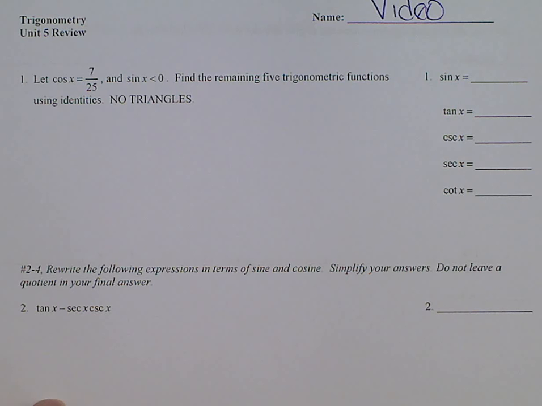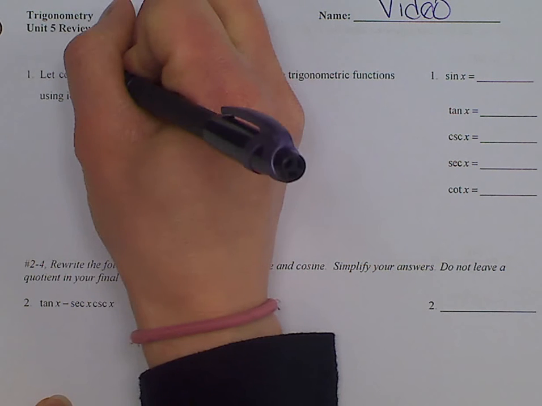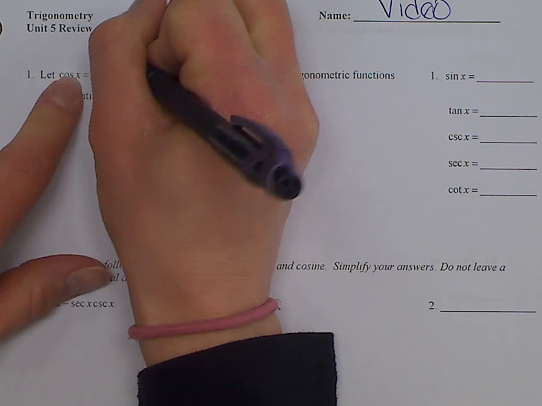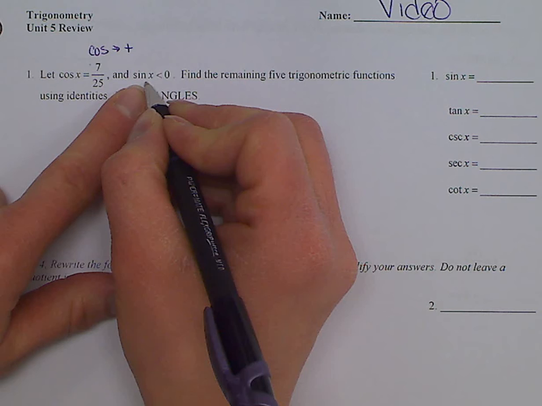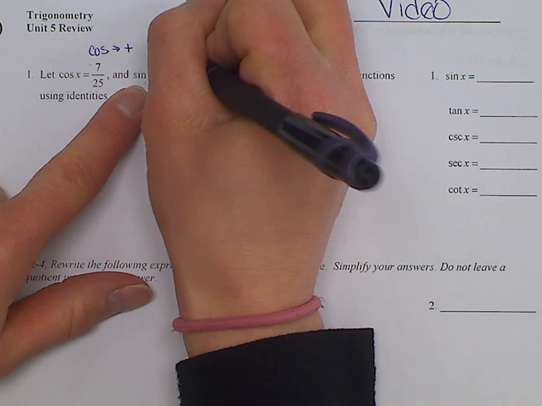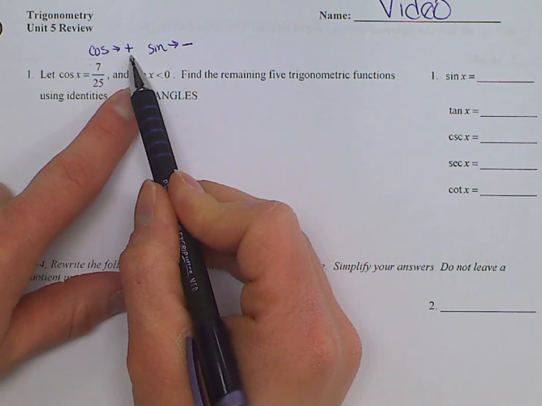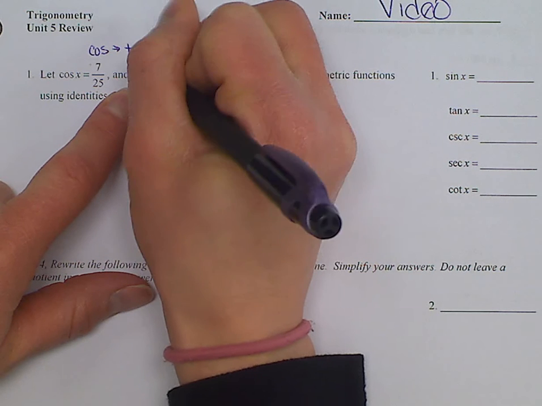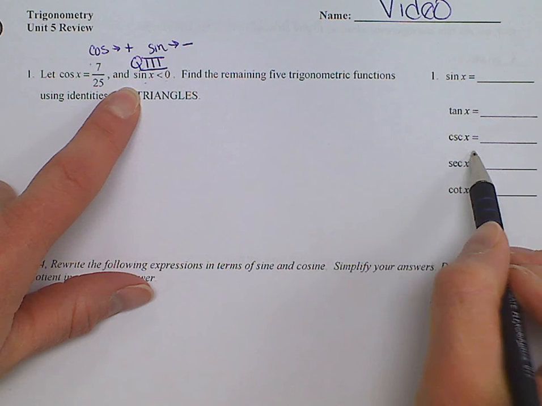Okay, in the Chapter 5 review, the first question says that the cosine is 7/25 and that the sine is less than 0. So we know that our cosine is positive because it's a positive 7/25. And if the sine is less than 0, then that means that our sine is negative. The cosine is positive and the sine is negative in quadrant 3. This will allow us to find the signs of the remaining trig functions.